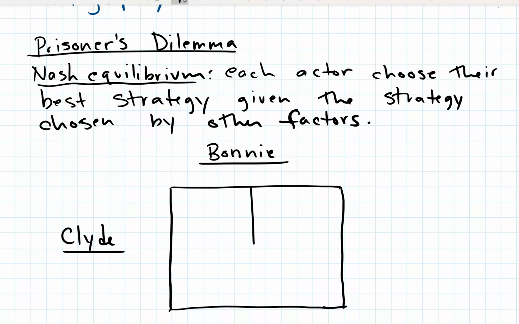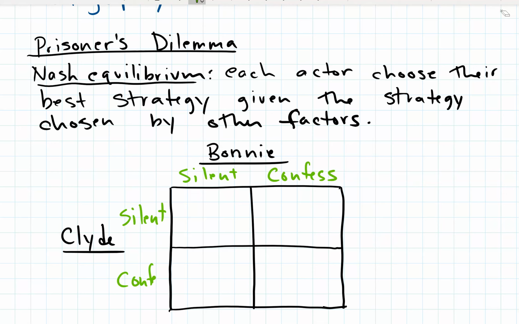Then we create a matrix, and our matrix has actions, so the people can choose to stay silent or to confess. For example, this square right here is both of them stay silent. And this square right here is both of them confess, and then this one, so you get the idea.